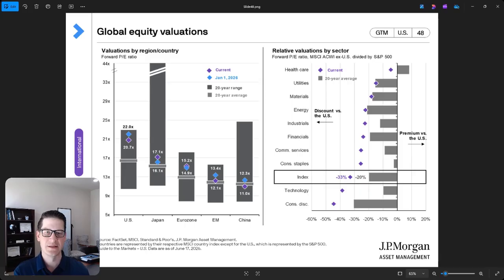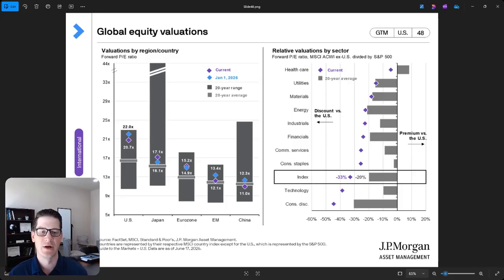Now, on the right hand side, we have valuations by sector. We take the same PE ratio, separate it by the different sectors, but then we take out the U.S. markets, and then we divide it by the S&P 500. So it gives us a relationship to what these sectors are doing globally versus the U.S. markets. The purple diamond again is where we're at currently, and the gray bar is its 20-year average.